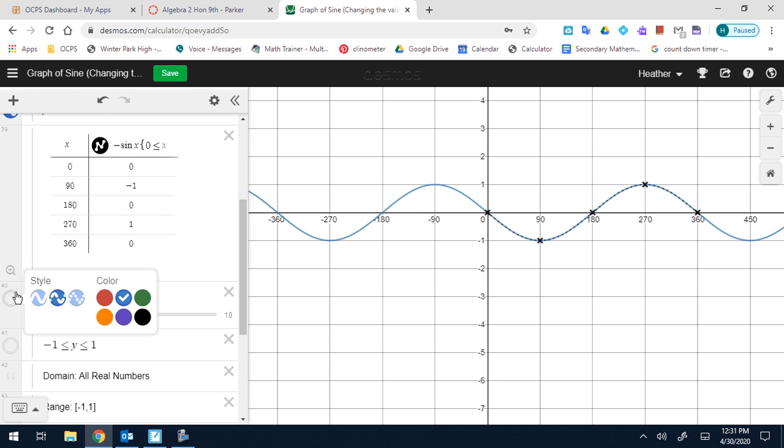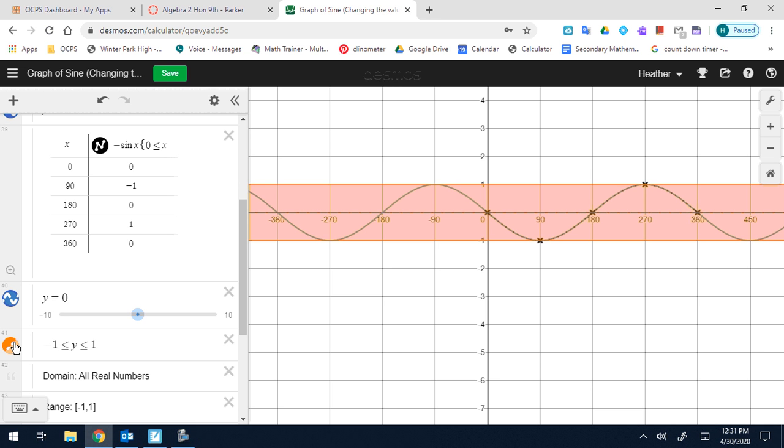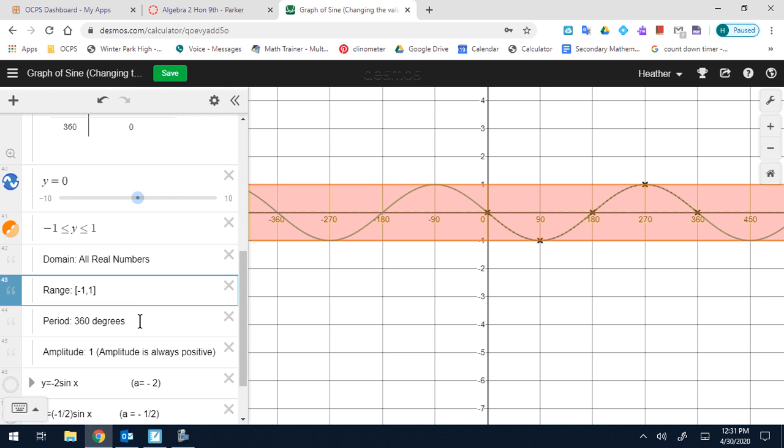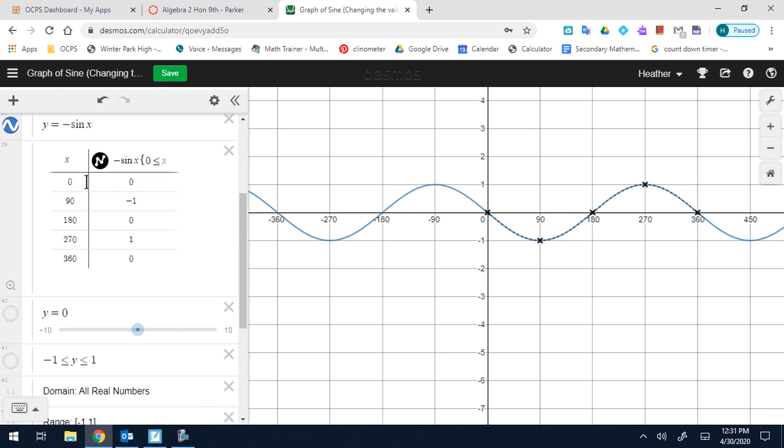All right, my midline did not change, still at y equals 0. In this case, my range is the same as my parent function. I'm flipped, but it didn't change my range. So my domain stayed the same, my range stayed the same, my period stayed the same, and my amplitude stayed the same. Amplitude is always positive. It's from the midline up. It's the distance from the midline to the max and the distance from the midline to the min. So that distance is always positive. Okay? So now, that again was a reflection.